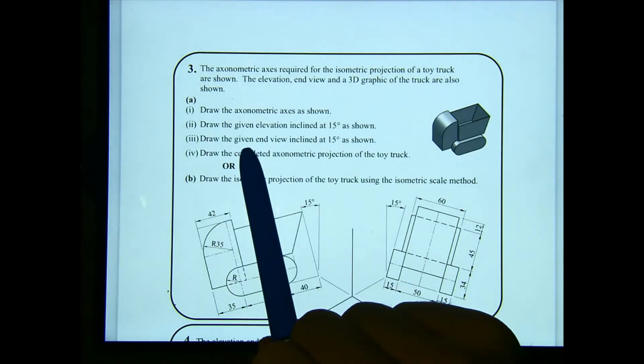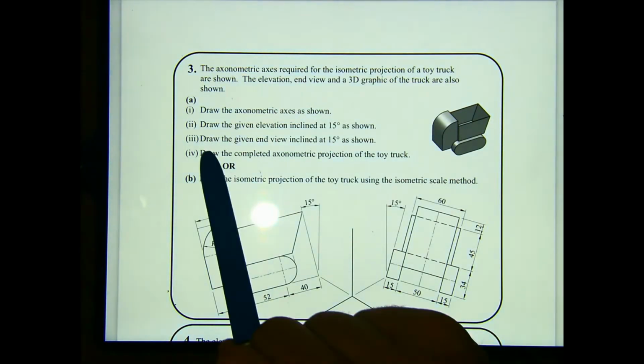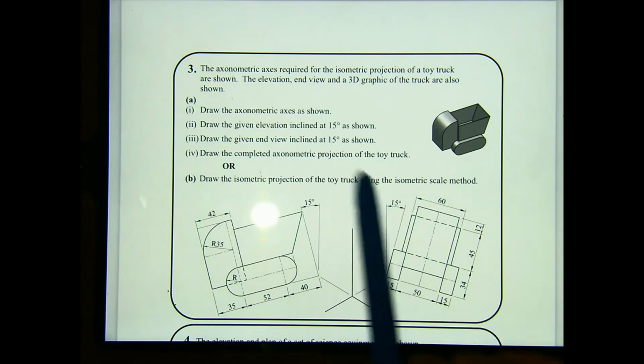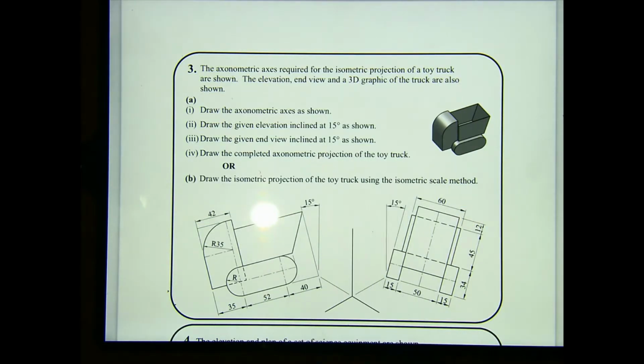2. Draw the given elevation inclined at 15 degrees as shown. Draw the given end view inclined at 15 degrees as shown. Draw the completed axonometric projection of the toy truck.